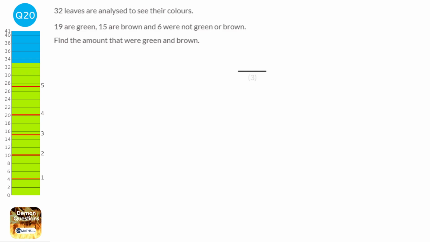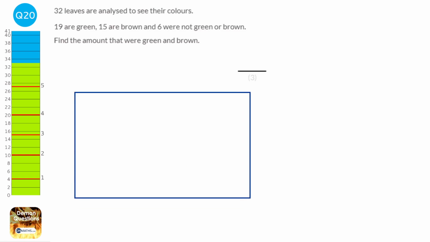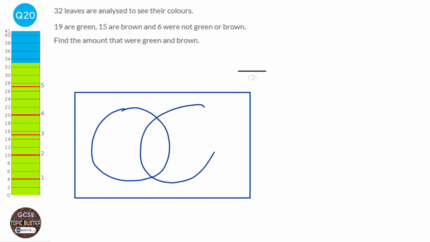We don't have to for this question, but it might be helpful to draw a Venn diagram for this. And we've got green and brown leaves. So we'll have green on the left and brown on the right. So green and brown. And we're told that there are 19 green and 15 brown and 6 that were not green or brown. So the only number we can put in is the 6 on the outside of the Venn diagram.